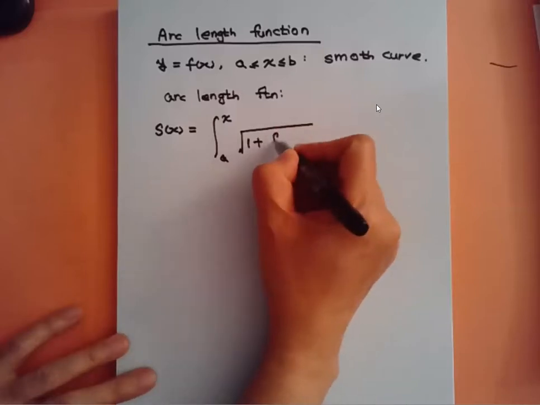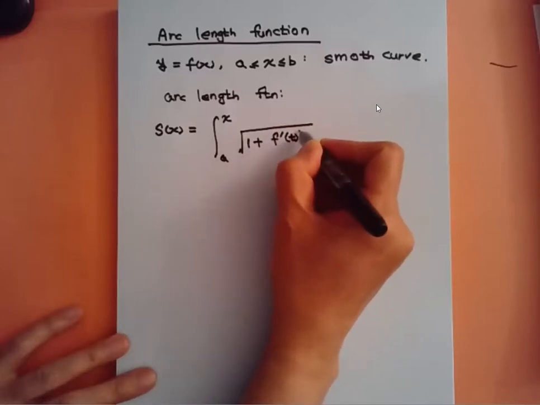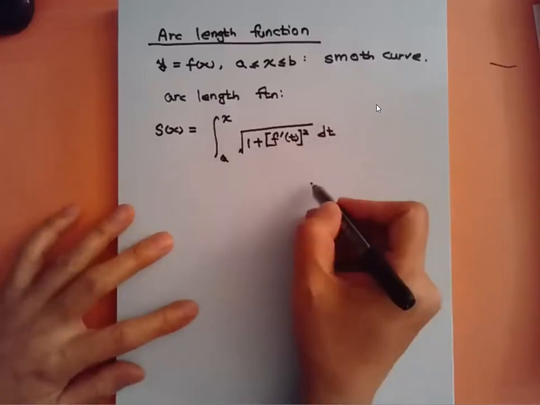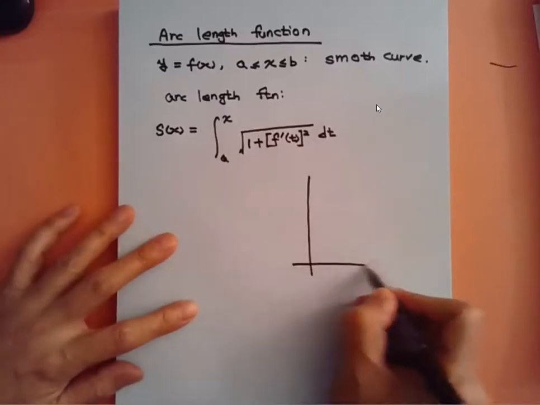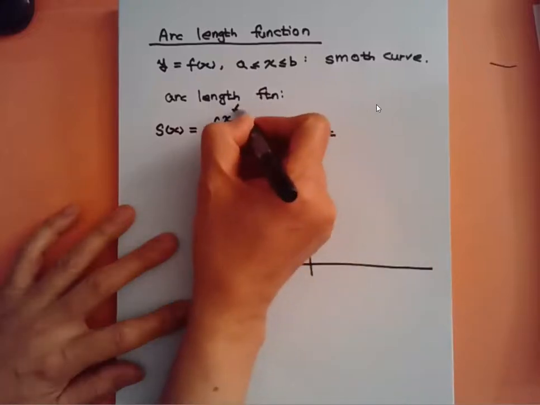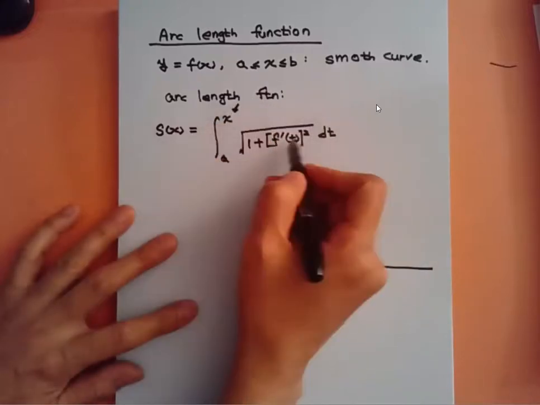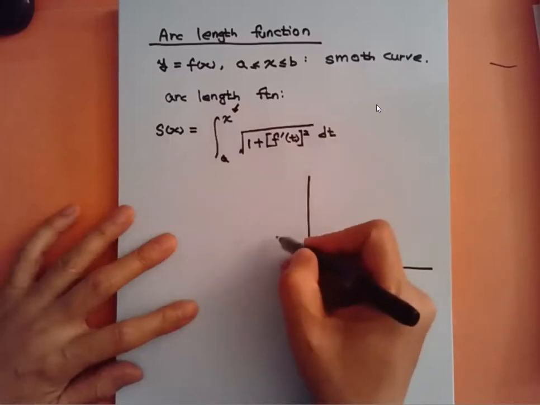1 plus f prime of t squared dt. Since this is a non-specific number, this character and this character must be different characters.